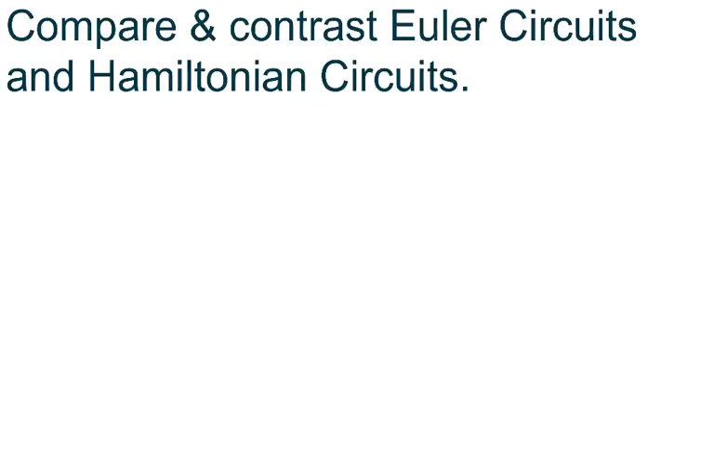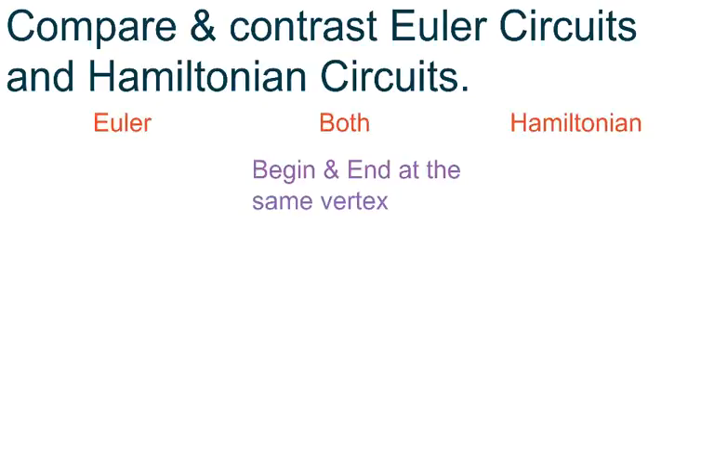The last thing I want to do is compare and contrast Euler circuits and Hamiltonian circuits, see what they have in common and see what they have that's different. The thing they both have in common is that they have to begin and end at the same vertex. That's essentially the definition of what a circuit is in general, not just an Euler or Hamiltonian circuit, but any type of circuit. Basically it begins and ends at the same spot.